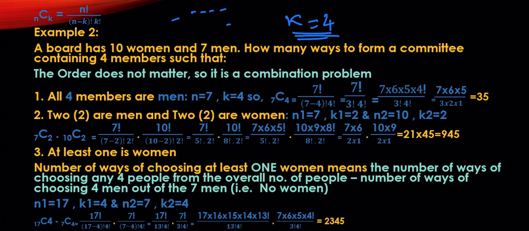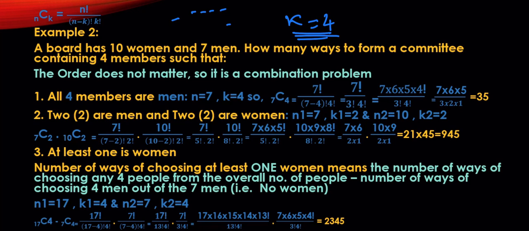So I get the number of ways that all of them will be men, and I deduct this number, which we have already got here. All the members are men. I have to deduct these 35 ways from the total number of ways of having any four members. Okay, I hope it's clear.